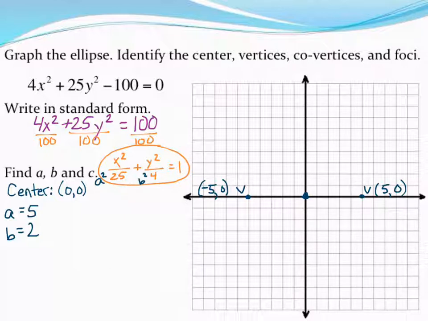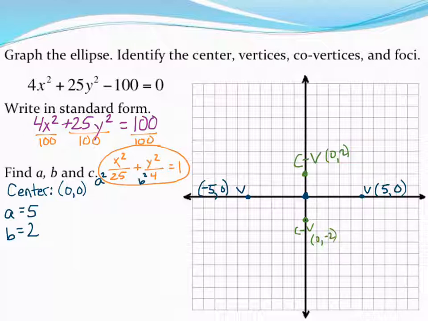Let's do the same for the b value. Since the b squared value is underneath the y, I'm going to be less stretched in the y, or vertical, direction. Short radius is the way I think of it. So up 2 and down 2 from the center. We call those points the co-vertices. Those values would be 0, 2 and 0, negative 2. So I've got just about everything I need here.